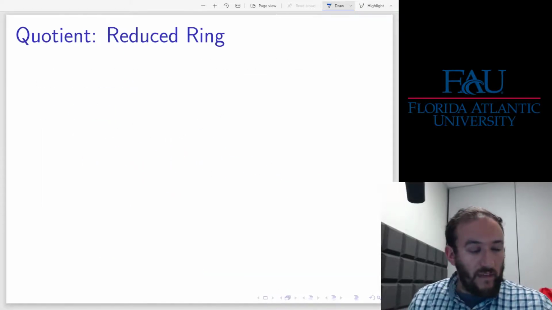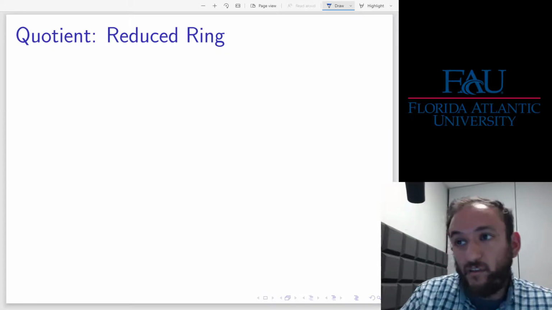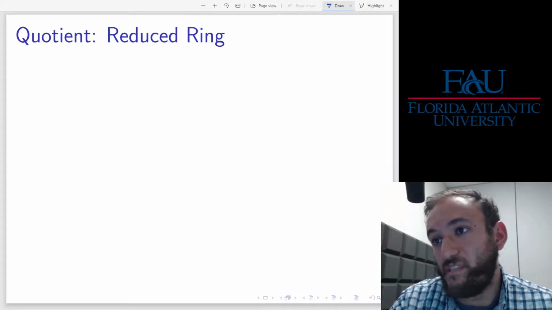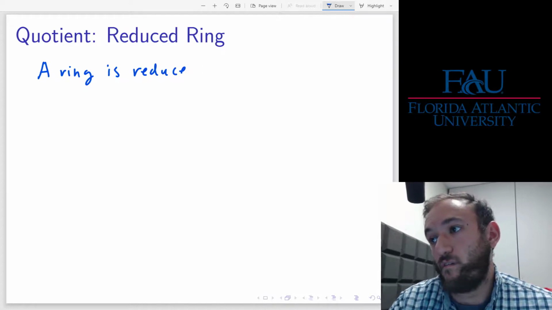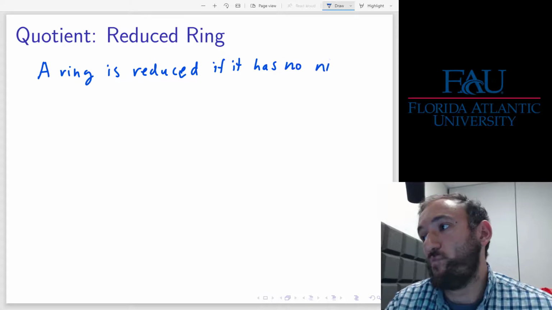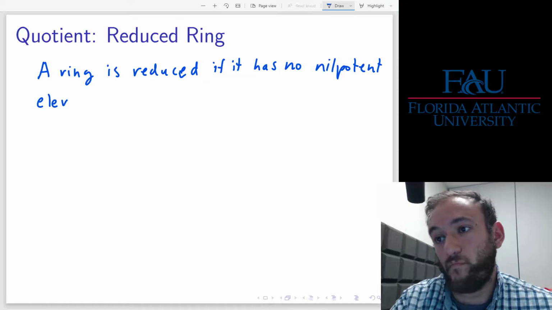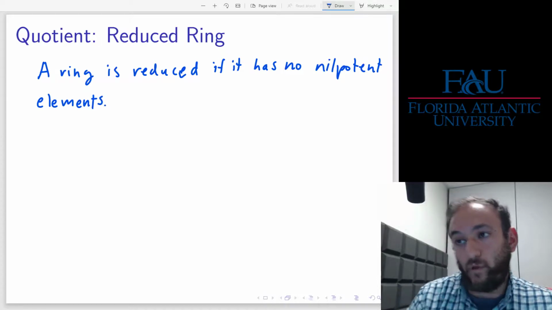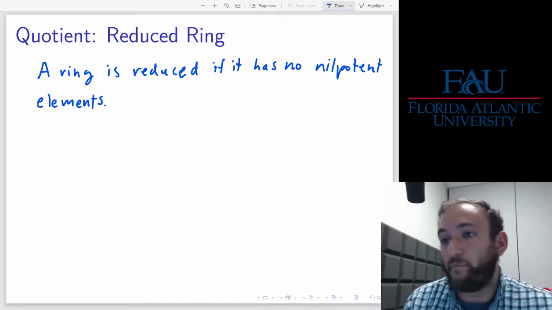Okay. And recalling our theme, whenever we have a new ideal with special properties, we want to think about the quotient. The quotient is a reduced ring. And what it means to be reduced is as follows. A ring is reduced if it has no nilpotent elements. Okay, so when you quotient by the nilradical, you get rid of all of the nilpotents in your ring.